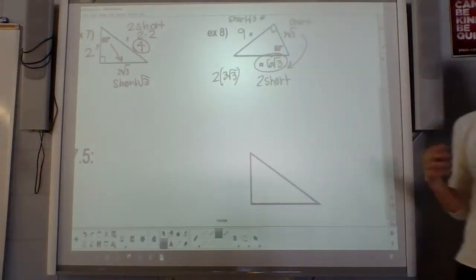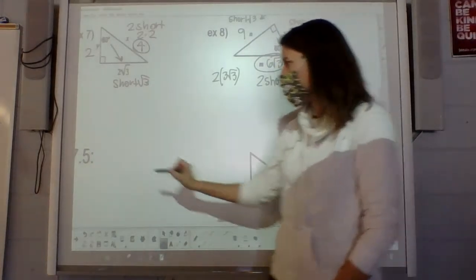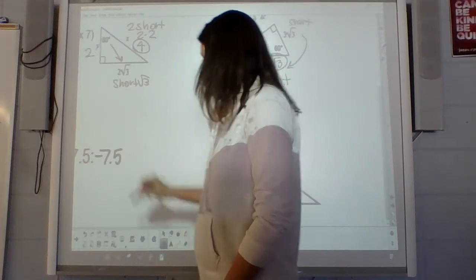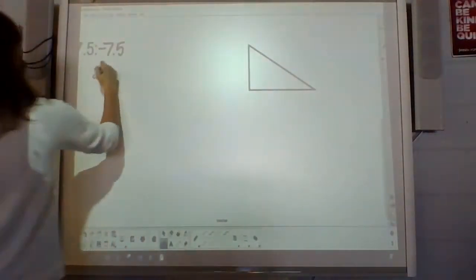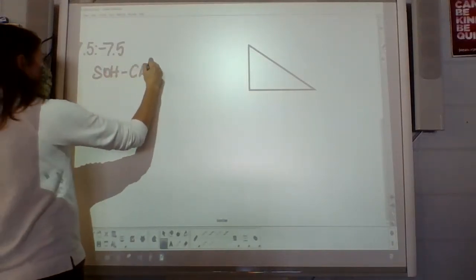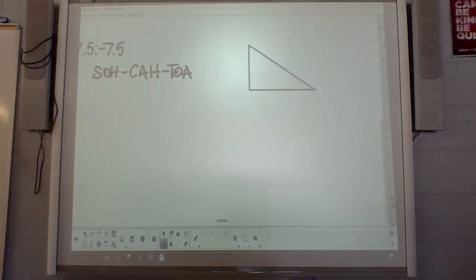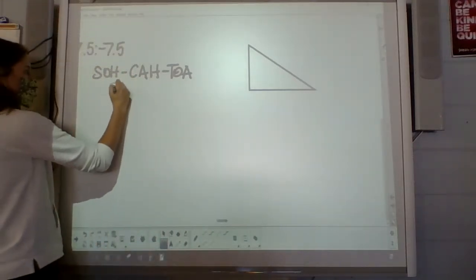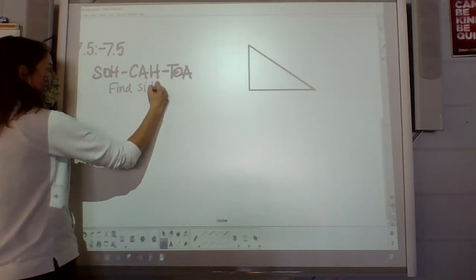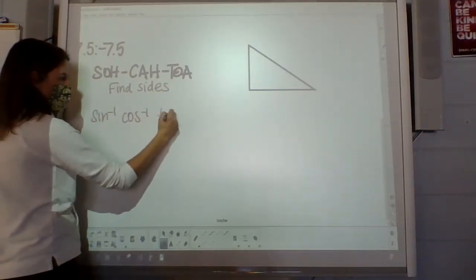All right, the next 3 sections really go together. So they're basically section 7.5 to 7.7, and that's our SOHCAHTOA. So our sine, cosine, and tangent. And then remembering that the inverse sine, inverse cosine, inverse tangent gives us the angles. So this finds sides, whereas this finds angles.